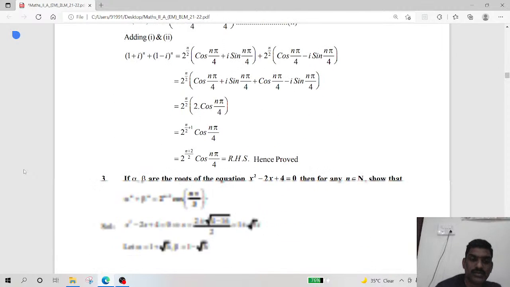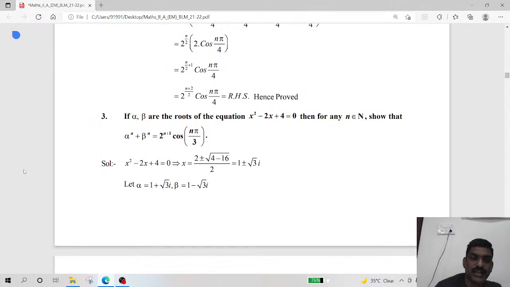Okay. Next, question number 3. If alpha comma beta are the roots of the equation x square minus 2x plus 4 equal to 0, then for any n belongs to N, show that alpha power n plus beta power n is equal to 2 power n plus 1 times cos of n pi by 3. Alpha comma beta are the roots means alpha plus beta we can get and alpha beta we can get. Alpha plus beta is 2, alpha beta is 4.